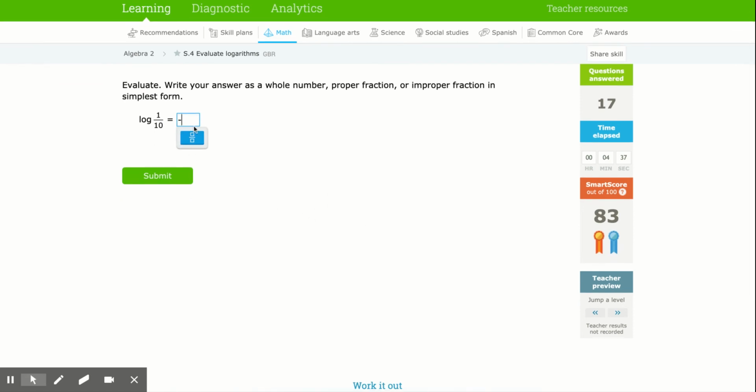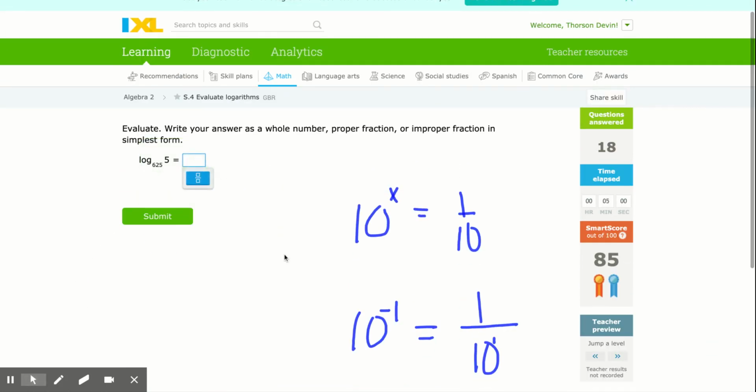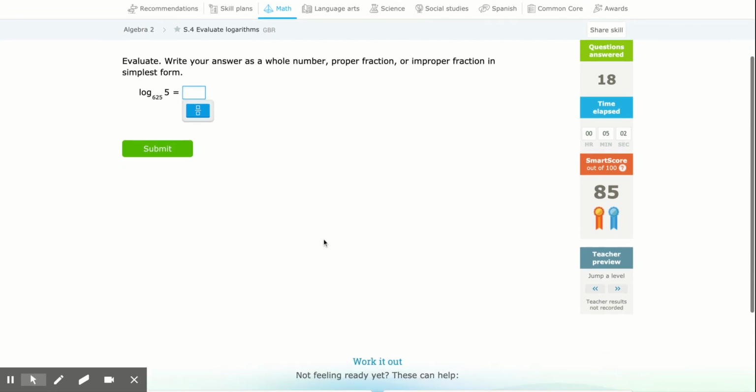Again, this will be a negative 1. Why is it negative 1? Because 10 raised to what power is going to be 1/10? And remember, a negative exponent, 10 to the negative 1, well, that's 1 over 10 to the 1 power, that's 1/10. That's what we want. So you might need to go back and review your negative exponents.